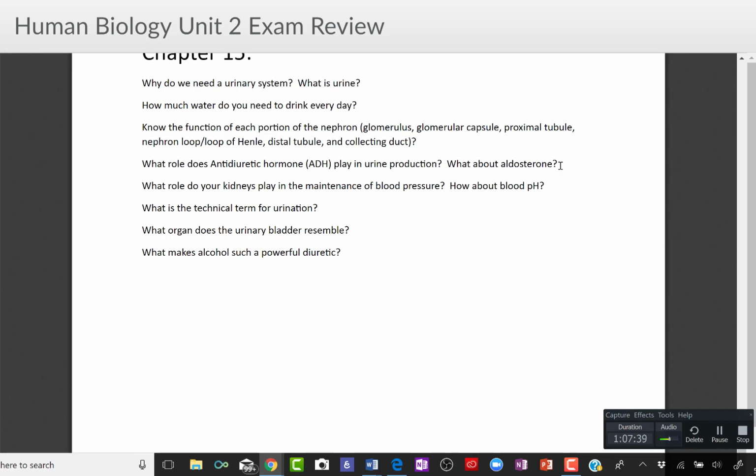Aldosterone works with ADH. We haven't covered the hormones yet, but aldosterone causes the reabsorption of sodium, and then water follows it through the process of osmosis. So those two hormones, if there's a lot of it, you're gonna reabsorb more water and make less urine. If there's not a lot of them, you're gonna make more urine. So if you're really hydrated, your body will say, just let some of the water through, that's fine. And these hormones won't be as active.